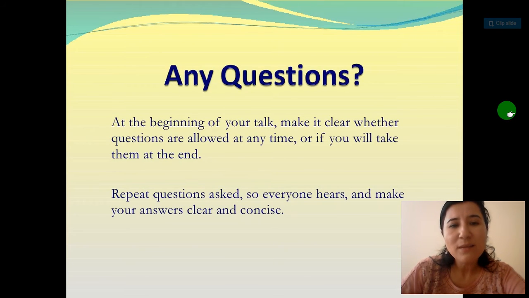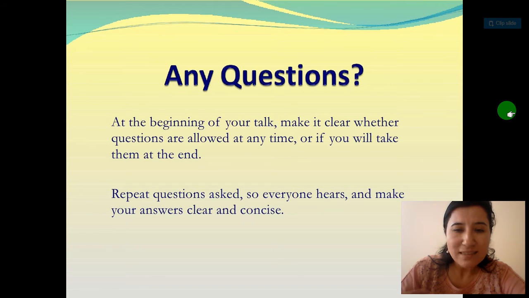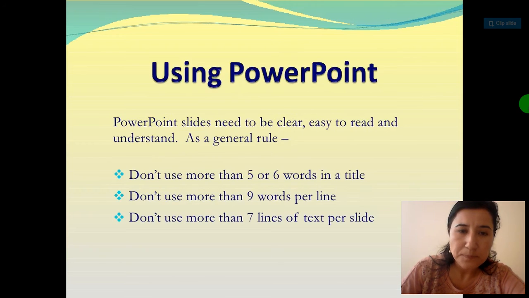Any questions? At the beginning of your talk, make it clear whether questions are allowed at any time or if you will take them at the end. So they would not butt in with their questions if you don't like it. Repeat questions asked so everyone hears, and make your answers clear and concise.